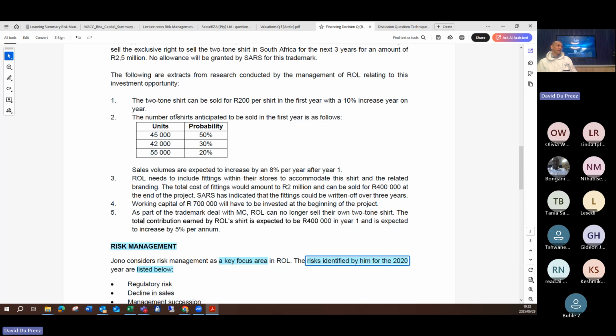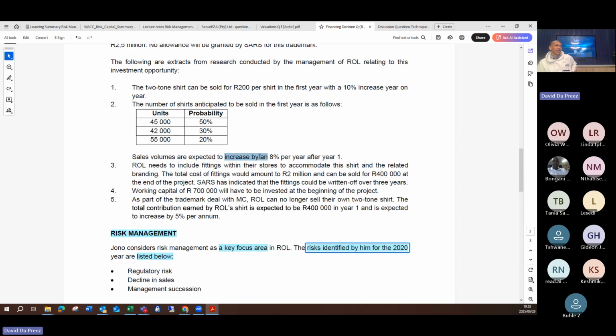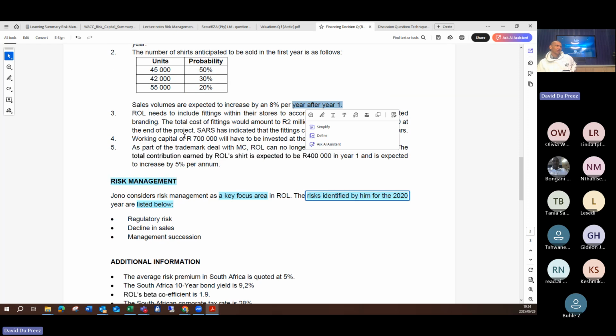Then they give the number of shirts anticipated to be sold in the first year as follows. If this is what they give, then you'll just calculate 50% of that plus 30% of that plus 20% of that. That will give you the number of shirts anticipated to be sold in the first year. After that, they're saying sales volumes are expected to increase by 8%. So you can apply 8% to the figure you calculated for year 1 to get year 2 and then on to year 3.